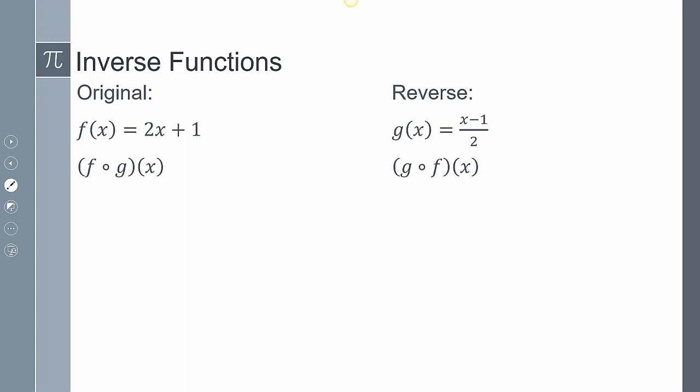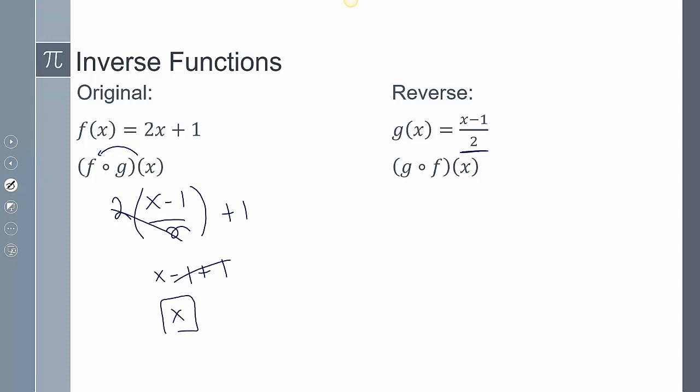And so what if I wanted to find f of g of x? This is saying take my g function and plug it into my f function. So if I do that, I get 2 times, now my g function is (x minus 1) over 2, and then I have that plus 1. Well, if I reduce it, the 2's cancel out, so I get x minus 1 plus 1. Those cancel out, and I'm left with x.